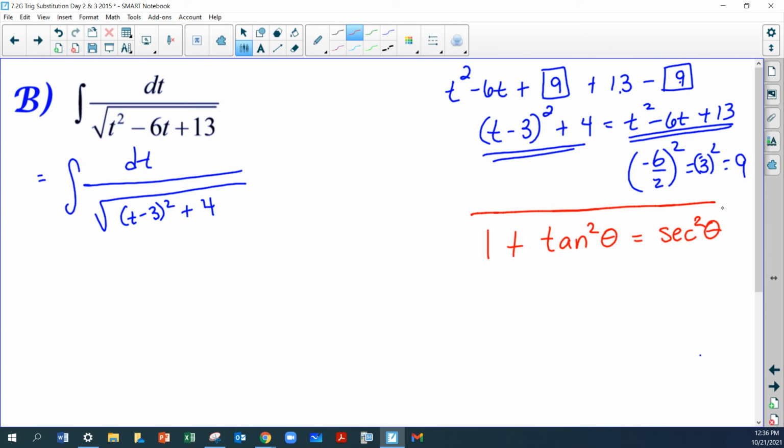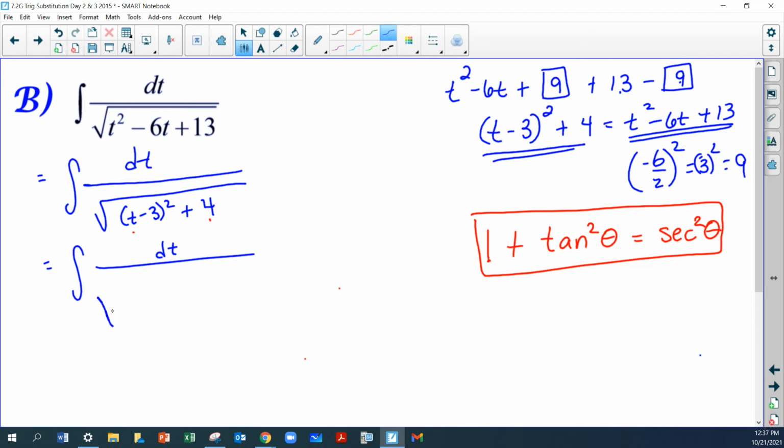I think we're going to make use of this identity because I see an a squared plus u squared idea. We probably actually could, but then we got this square root going on. So we'll figure this out. If I want a 1 to be in there, then I probably want to factor a 4 forward. So I'm going to have a dt, square root, factoring a 4 out, let's make a big parenthesis, t minus 3 quantity squared over 4 plus a 1.